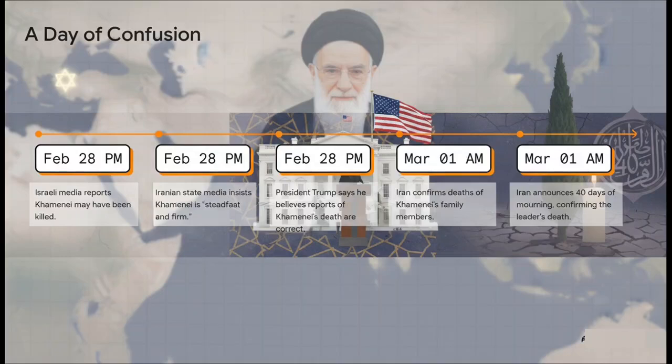The next morning, the truth finally trickled out. First, a confirmation that members of his family were killed, and then the official announcement. After 37 years in power, the 86-year-old supreme leader was dead.